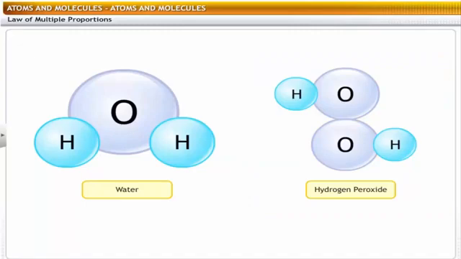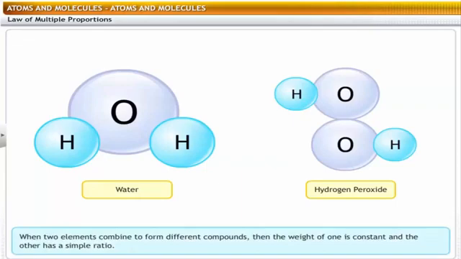This follows the law of multiple proportions. According to this law, when 2 elements combine to form 2 or more different compounds, then the weight of one of the elements is constant and the other has a simple ratio.